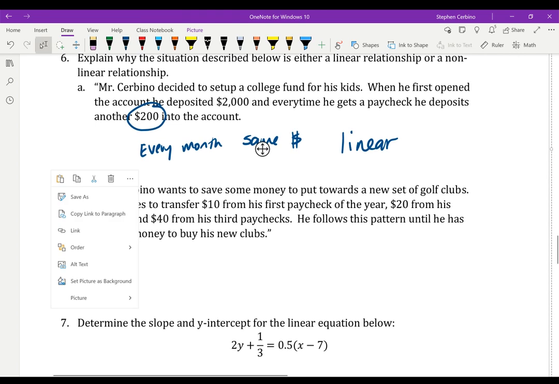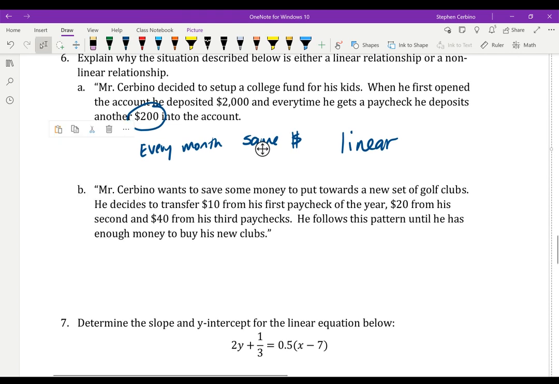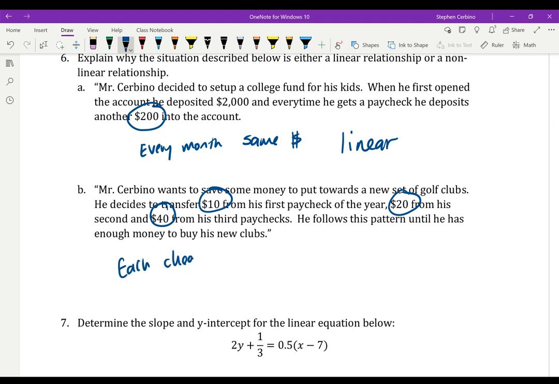For B, when I'm trying to buy my golf clubs, every month is a different amount. I'm doing $10 a month, then $20 next paycheck, then $40 next paycheck. Every paycheck's a different amount, right? So each check is a different amount of money. So this is not linear.